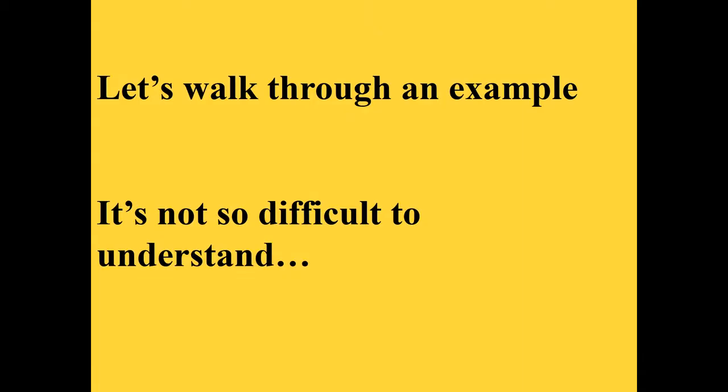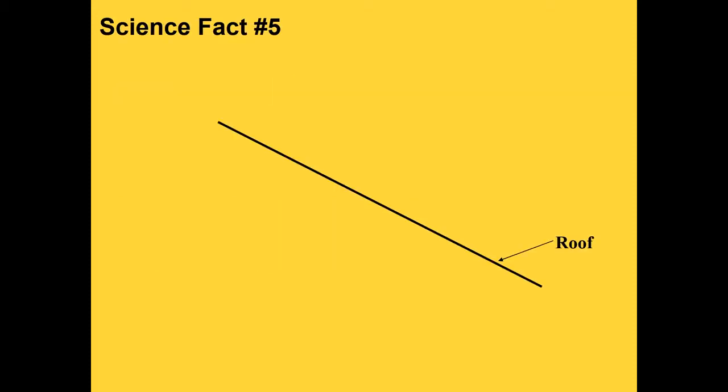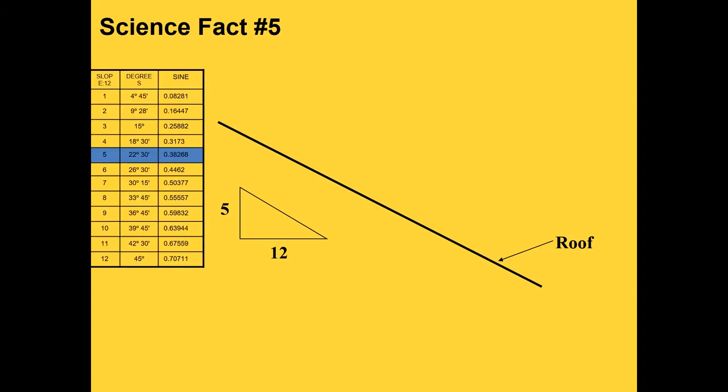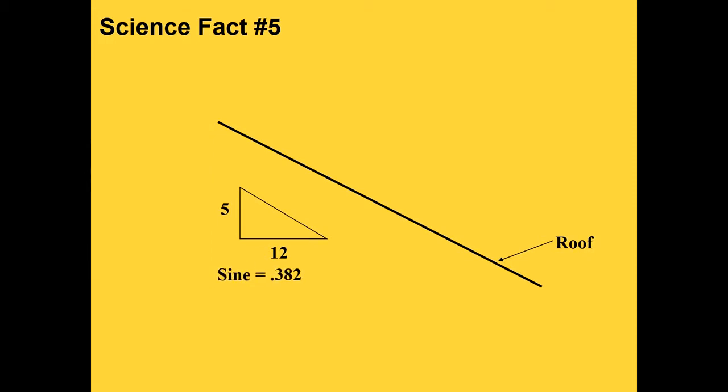So let's go through an example. It's not too difficult to understand. Here's our roof. It's a 5:12. We look on that little table in there, and we want to find the sine for a 5:12 roof, and we look it up, and it's 0.38 and a bunch of other numbers. I just use the first few. That gets you close enough. So the sine is 0.382.